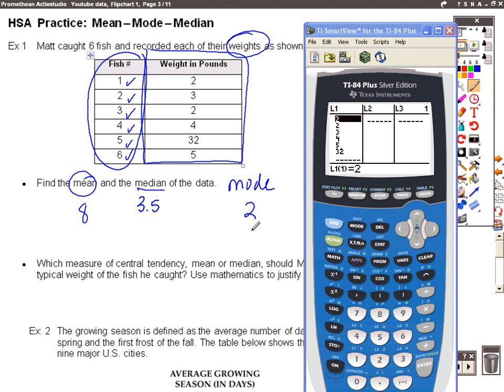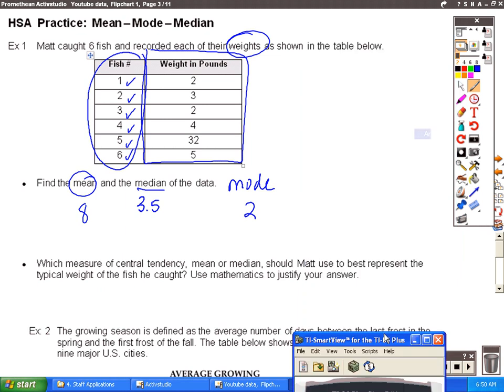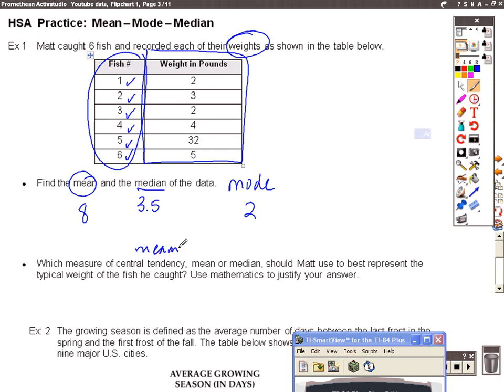Now the next question that they're asking us is, which measure of central tendency, and when they say which measure, they're talking about mean, median, or mode. Which of these 3 should Matt use to best represent the typical weight of the fish he caught? Now, although Matt caught one fish that weighed 32 pounds, and he's going to be really excited about that, that's going to pull our average higher than it really should be. It's going to pull the mean higher than what was typical. So we're looking for the typical weight of the fish that he caught.